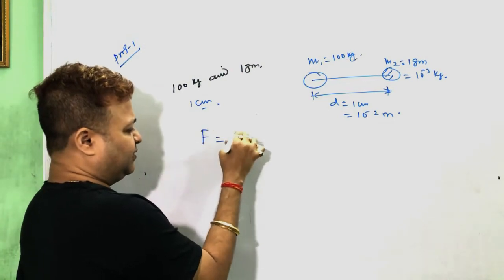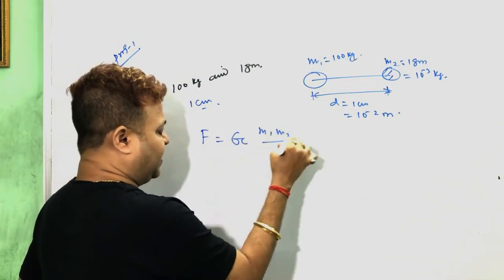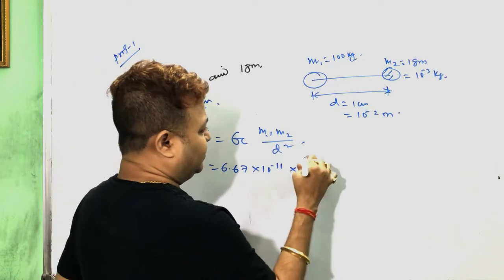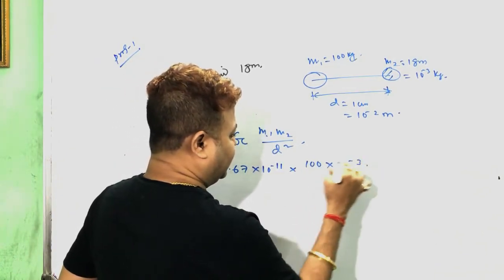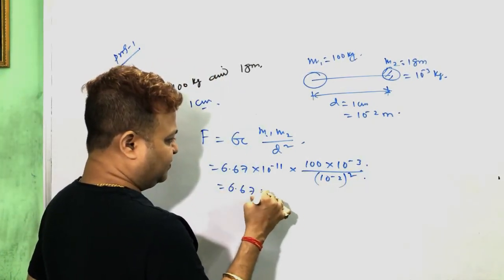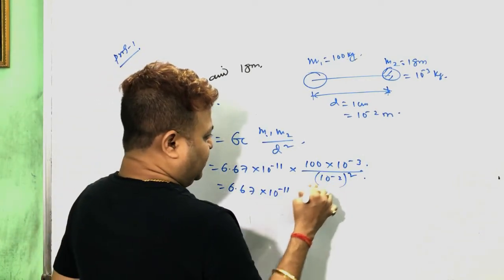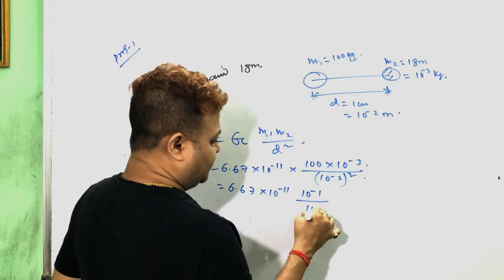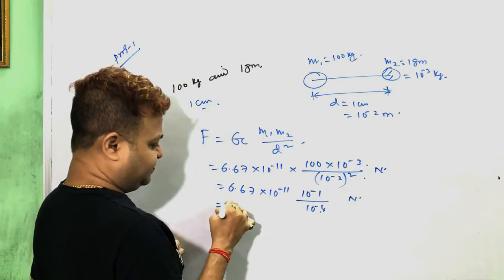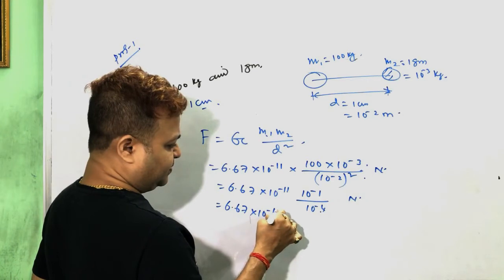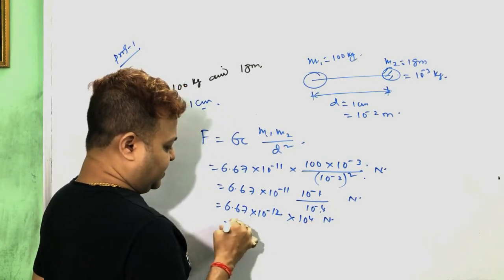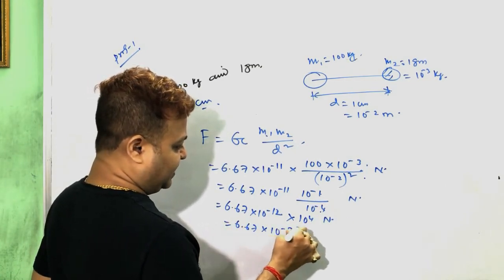According to the law of gravitation, F equals G M1 M2 by R square, which is 6.67 into 10 to the power minus 11, times 100 kg, times 10 to the power minus 3 kg, divided by 10 to the power minus 2 whole square. That gives 6.67 into 10 to the power minus 8.